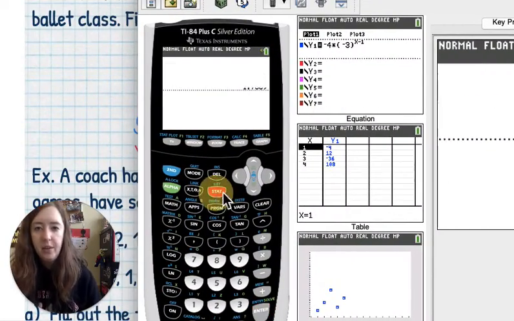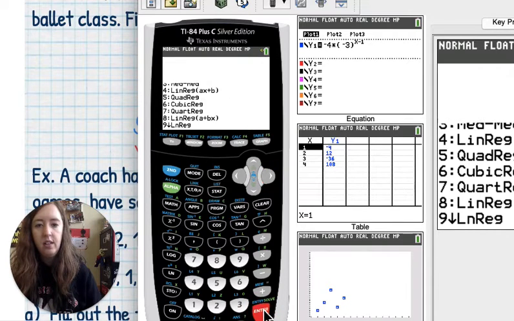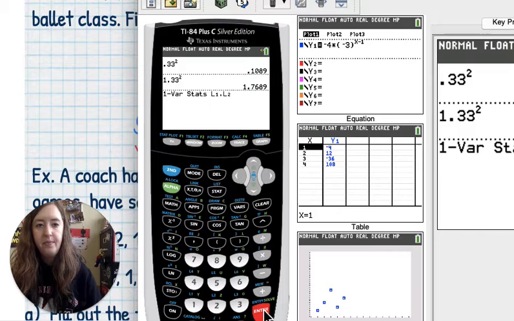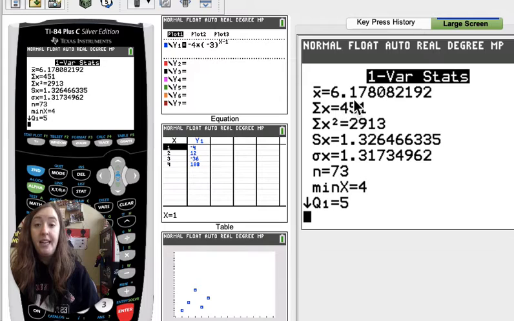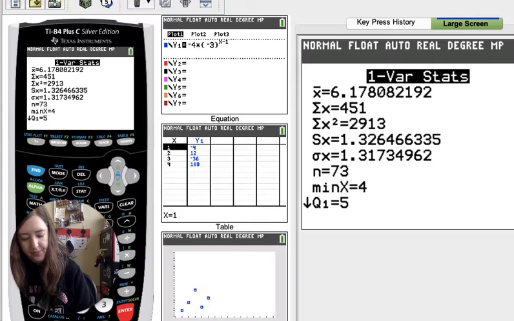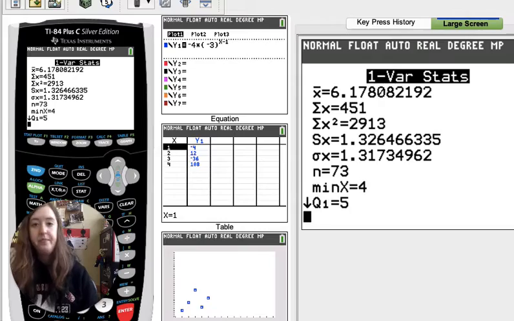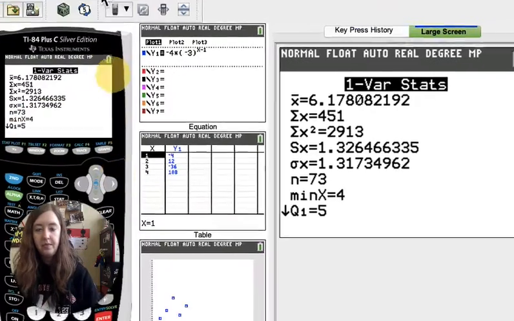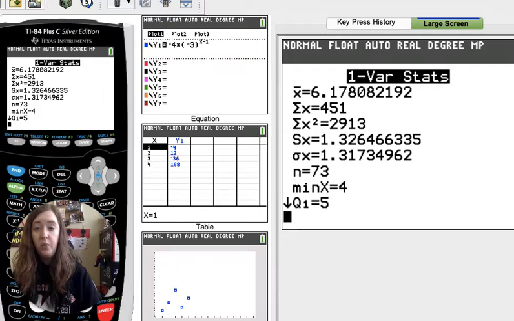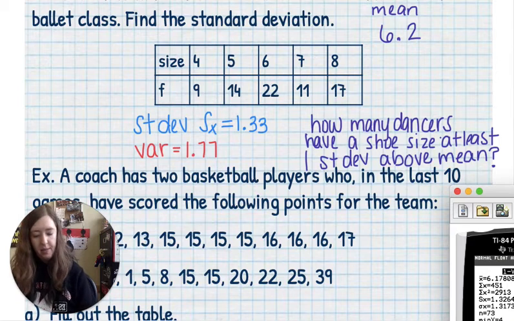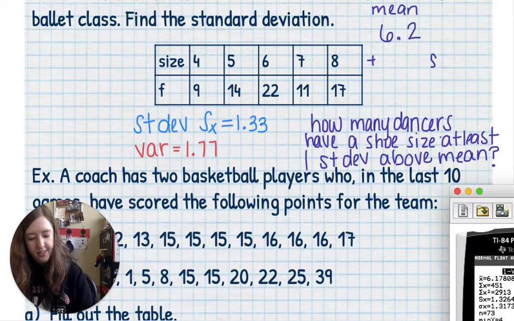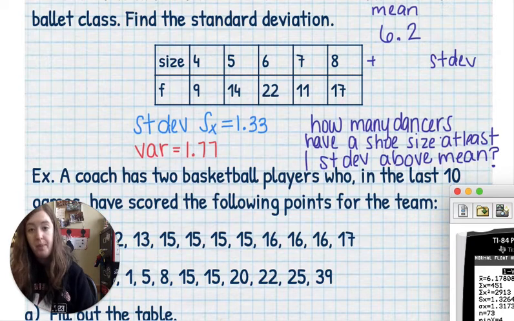Oh, I need my list again. We'll go to Stat, Calc. All right, so they're telling me here that my mean is 6.178. So let's call that 6.2. 6.2 is the mean. We said that our standard deviation was 1.33. So one standard deviation above the mean means I'm going to add the standard deviation to my mean.